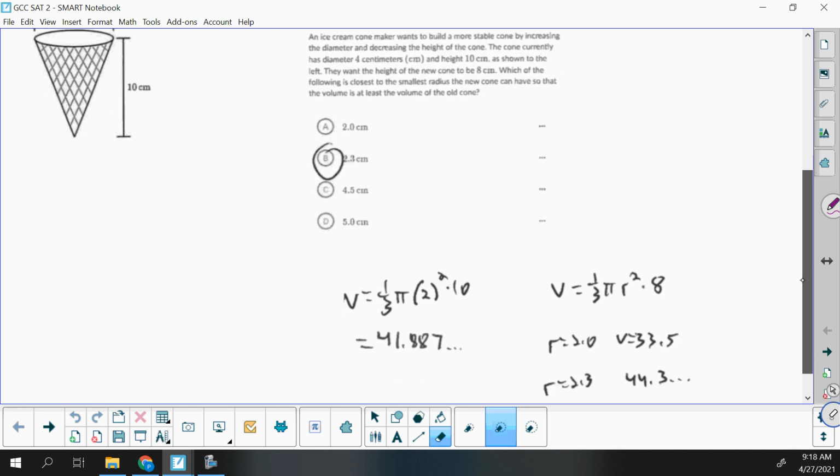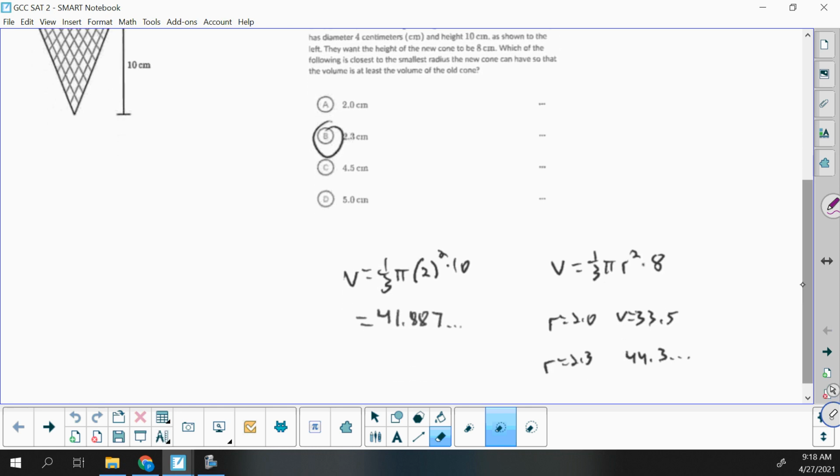So we just do it with trial and error. Start out, sub in r equals 2.0. When you punch that in, you get 33.5. Well, that's not at least the volume of the original one. We'll now sub in 2.3. You get 44.3. Okay, that is at least the volume, so 2.3 is our answer. We start from the smallest ones because that's what they asked for. They wanted the first one starting from the small ones that would work.